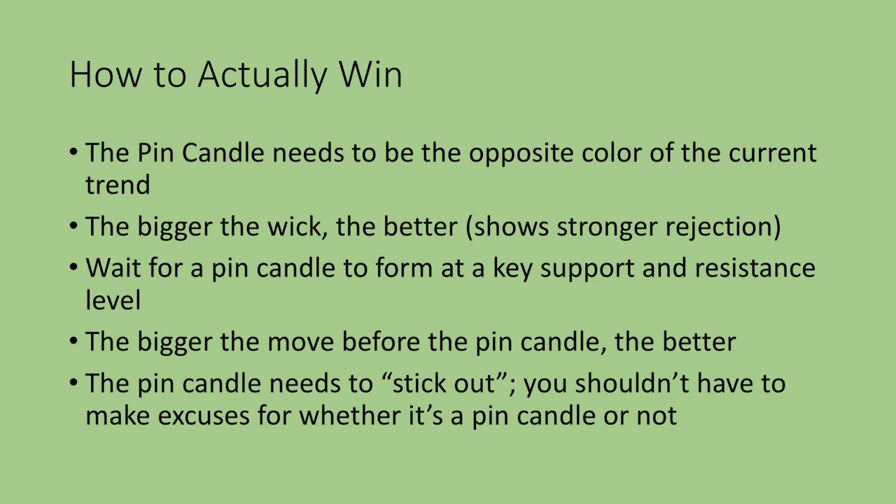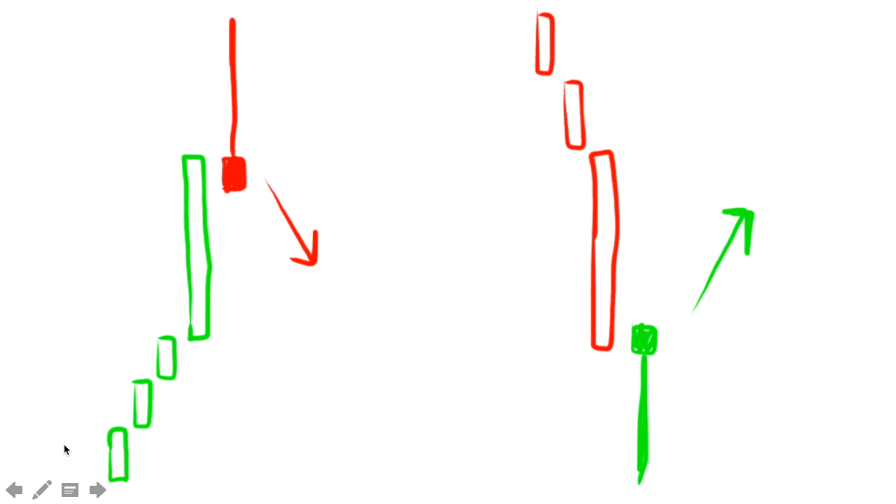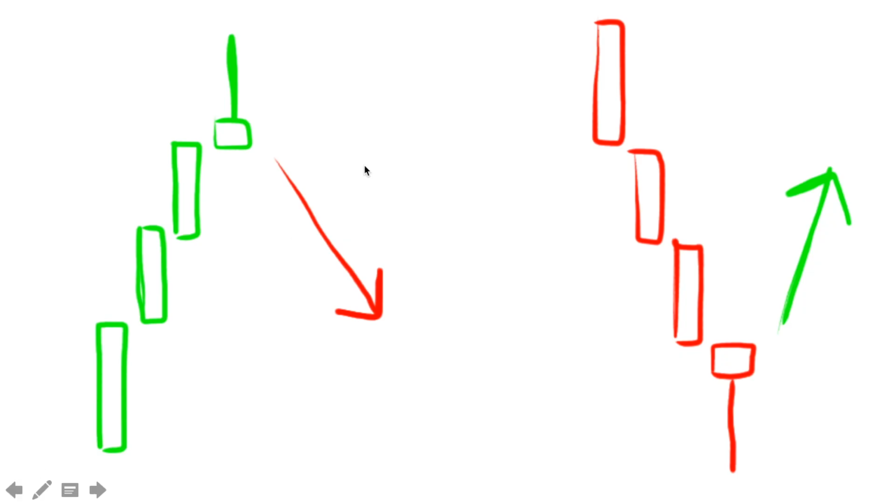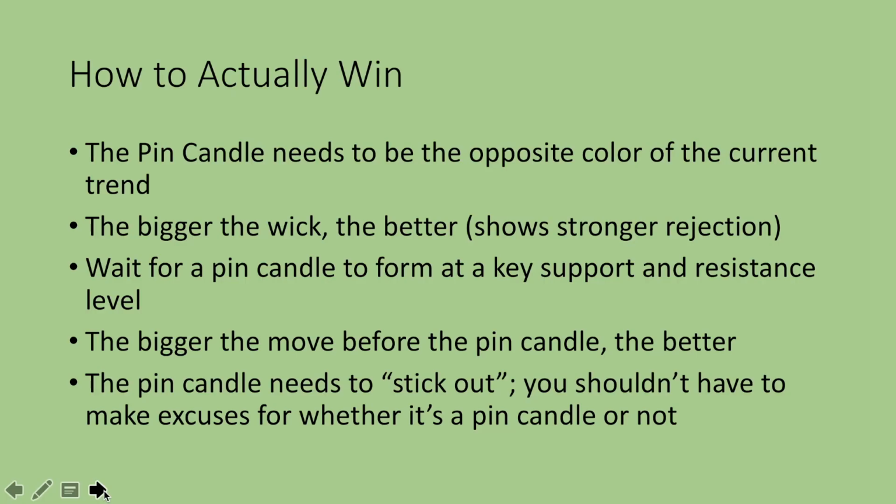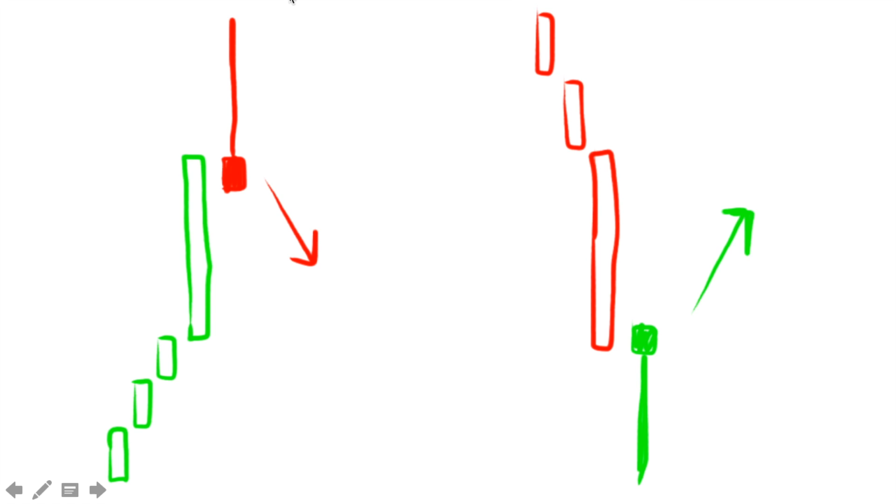So this is the specific checklist that I can give y'all to hopefully improve your odds of winning with pin candles. You see pin candles form all the time, but this is how to actually improve your odds of winning. First, the pin candle needs to be the opposite color of the current trend. In this example, you can see bullish run, red candle; bearish run, green candle.